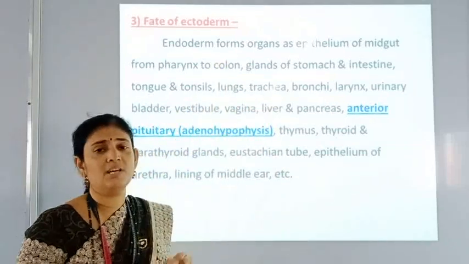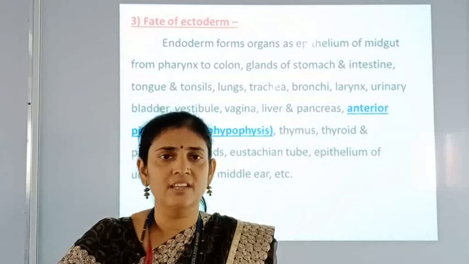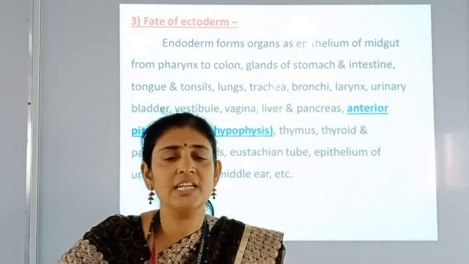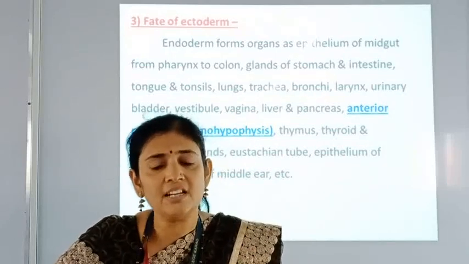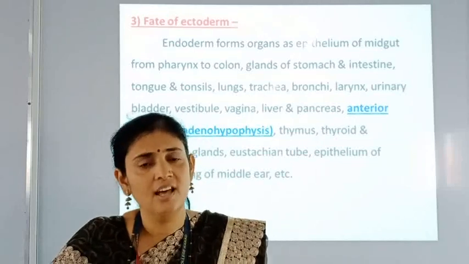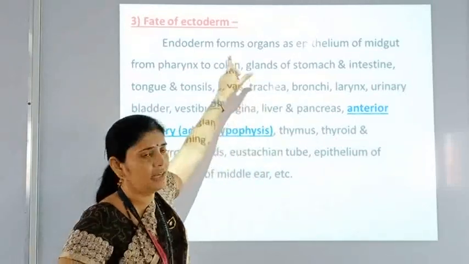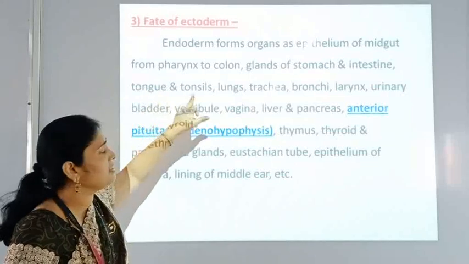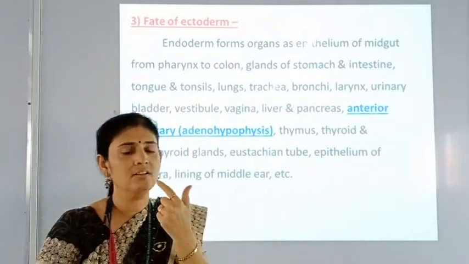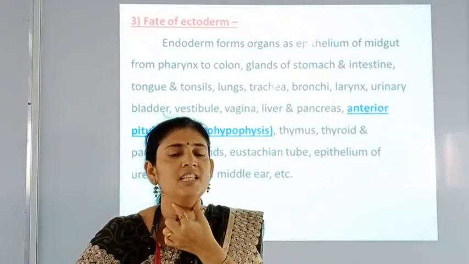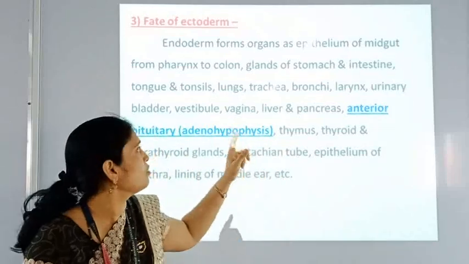Then the glands which are present in the stomach and intestine, that is gastric glands present in the stomach and intestinal glands present in the intestine, are formed from this endoderm. Then tongue and tonsils, which are present in this neck region, are derived from this mesoderm.